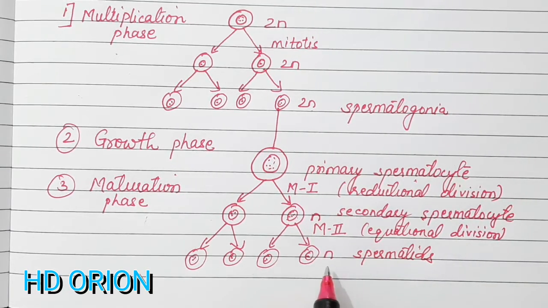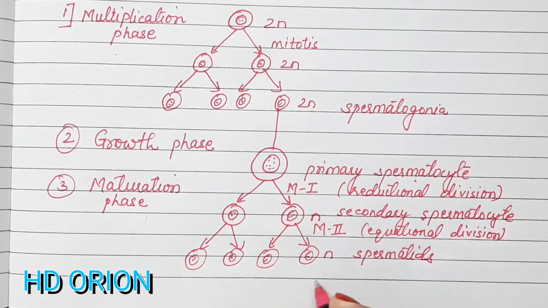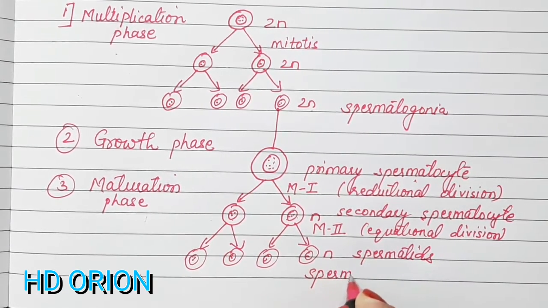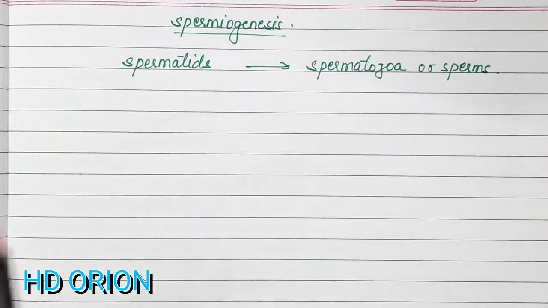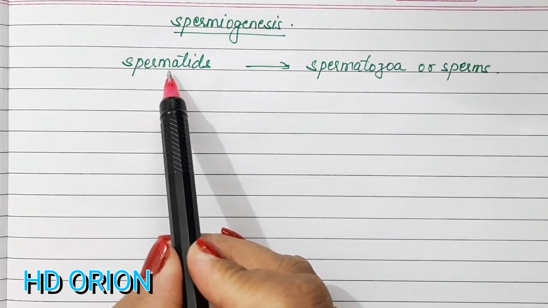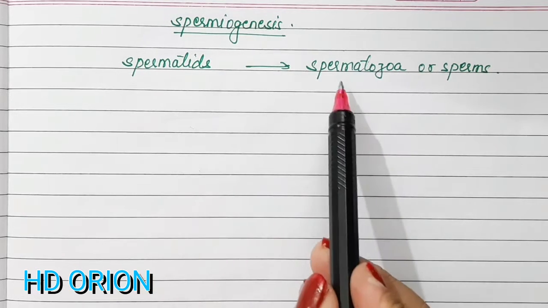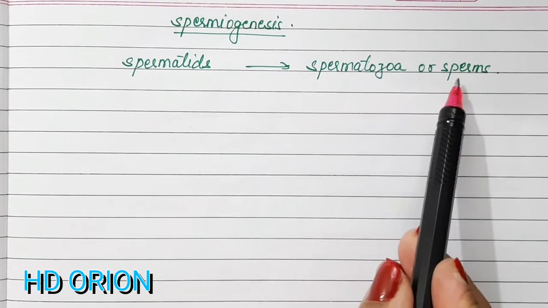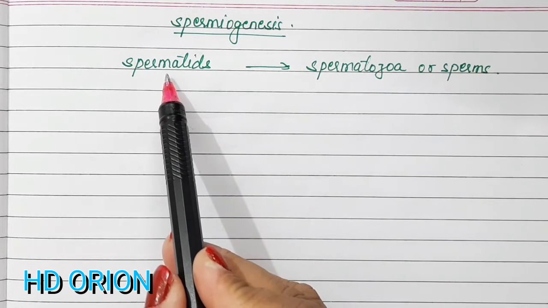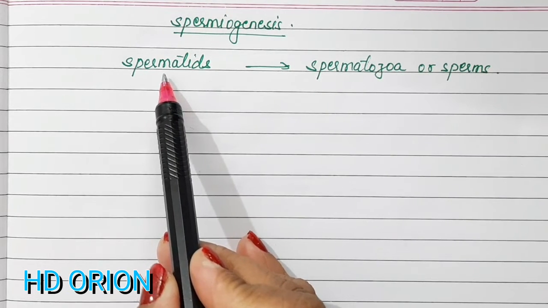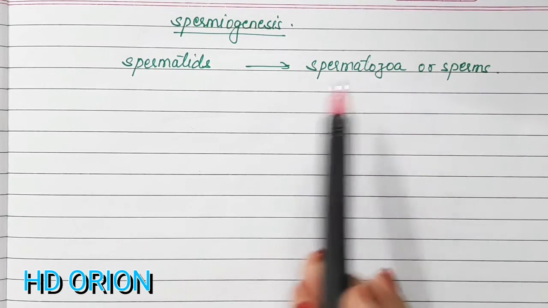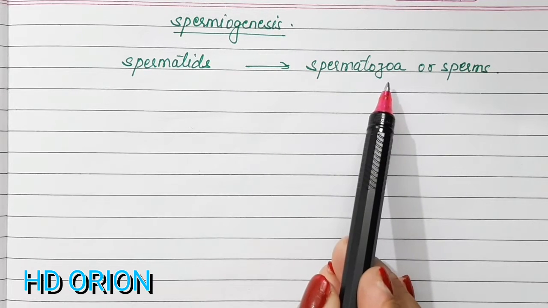These are immature and circular, and they will undergo a process called spermiogenesis to form the sperms. The spermatids will go through the process of spermiogenesis to form the mature spermatozoa or the sperms. Now, what is the difference between spermatids and sperms? Spermatids are circular structures and sperms have the tail. That means spermatids are non-motile and sperms are motile.